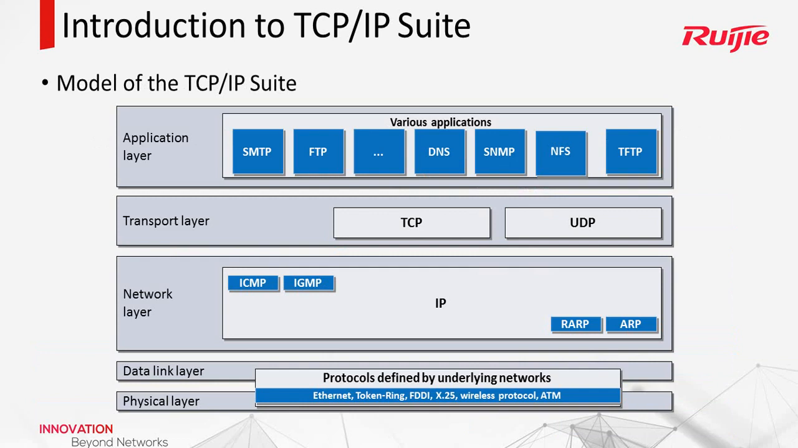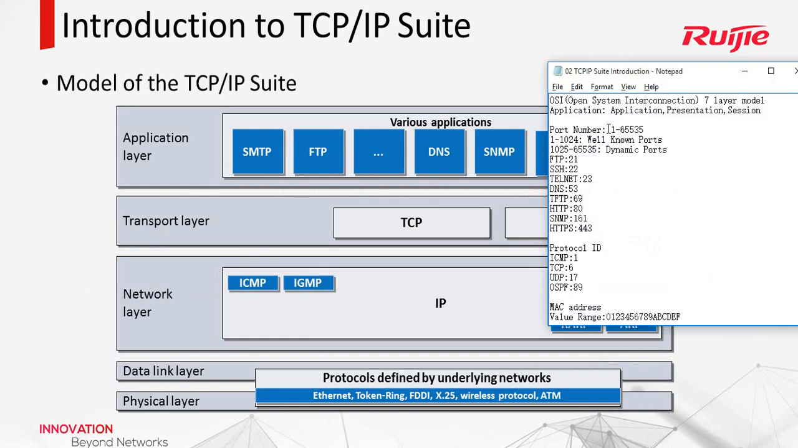This is a model of the TCP/IP suite. We can see that in the application layer, there are some protocols, for example, FTP, DNS, SNMP, TFTP. I recommend you remember the port numbers of these protocols. First, the port number ranges from 1 to 65535. From 1 to 1024, we call them well-known ports. After that are the dynamic ports. For example, FTP uses port number 21. Telnet uses 23, HTTP uses 80, and HTTPS uses 443.